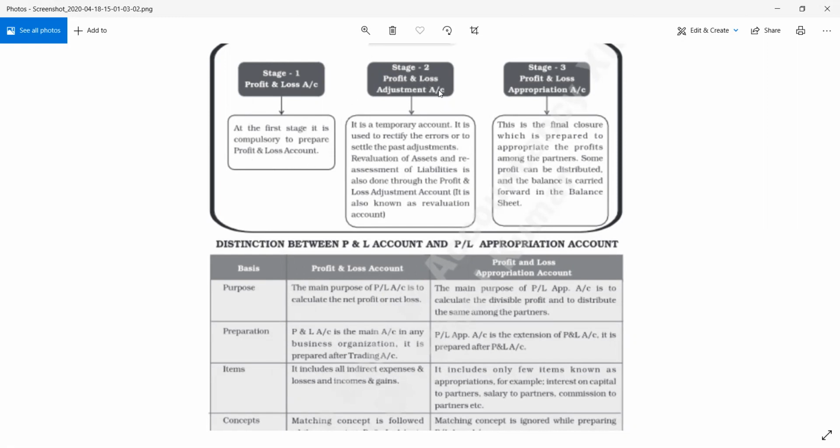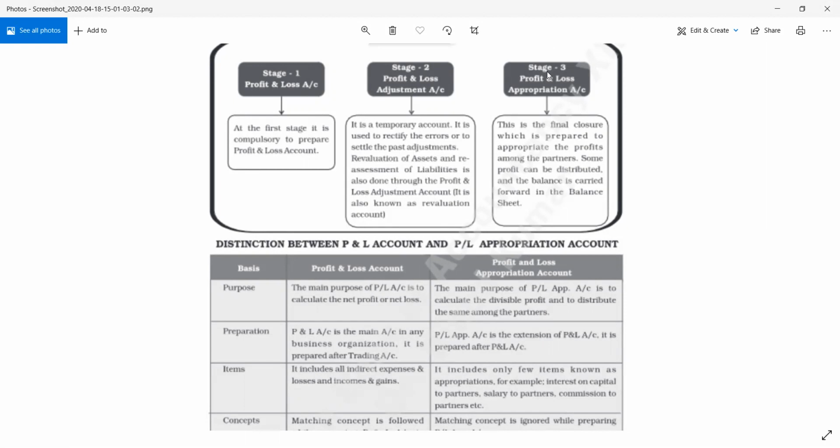Then comes the profit and loss adjustment account. It is a temporary account. It is used to rectify the error. Okay, if there is any error related to any past adjustment, if the partner has done any mistake, or they want to find out the value of their assets and liabilities. Okay, and they want to find some changes in that, they can prepare profit and loss adjustment account. This we'll learn in the subsequent chapters. Now it is not required.